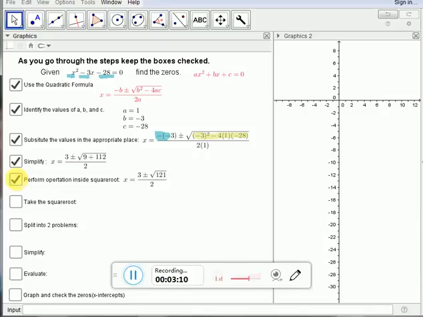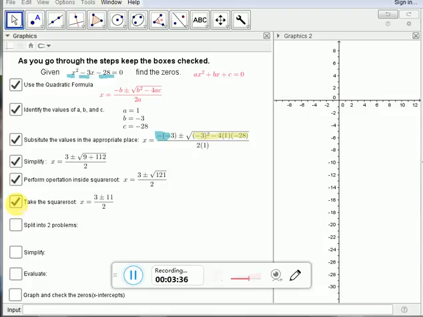So the question now is, can I take the square root of 121? The answer should be yes. The square root of 121 is 11. So we go ahead and show that step. So x equals 3 plus or minus 11 over 2.